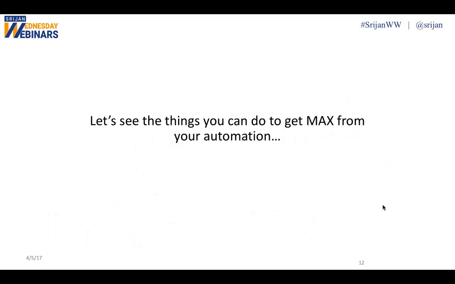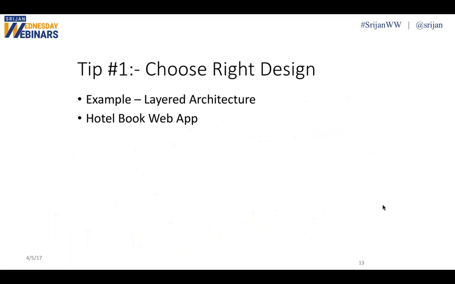So what I've done is I've divided my presentation into 10 tips which I want to share with you today. There could be many more things which you can do to make your automation powerful, but I just picked up the 10 things which I loved most. So tip number 1 is choose the right design.